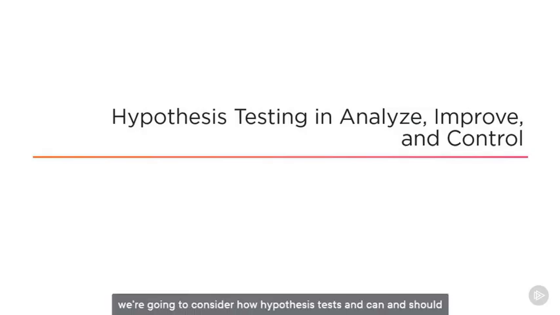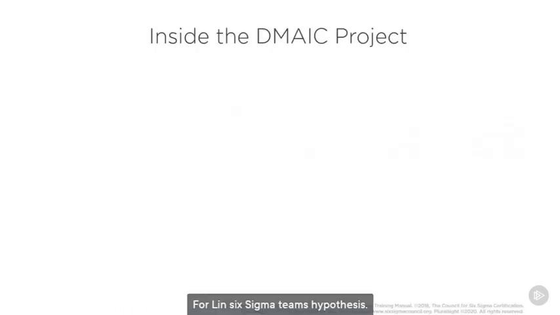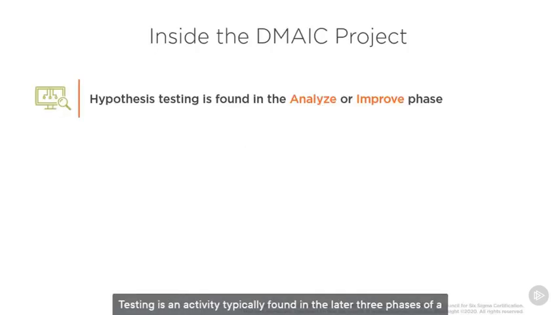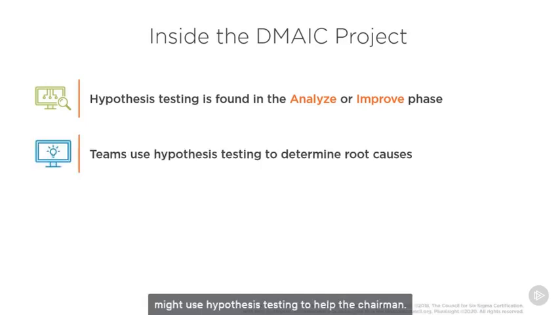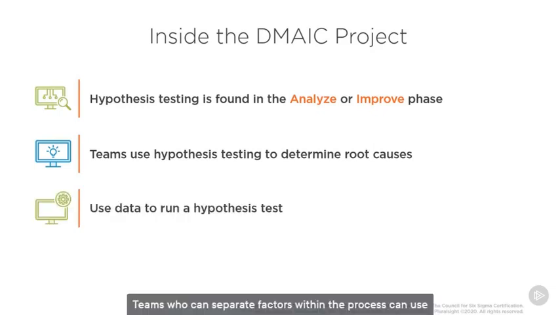In this video, we're going to consider how hypothesis testing can and should be used alongside the DMAIC methodology. For Lean Six Sigma teams, hypothesis testing is an activity typically found in the later three phases of a DMAIC project, and most specifically in Analyze or Improve. During Analyze, teams might use hypothesis testing to help determine if certain inputs or factors could be a root cause. Given historical data, teams who can separate factors within a process can use that data to run a hypothesis test.